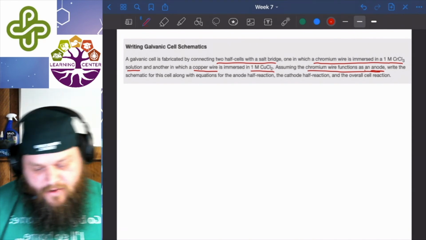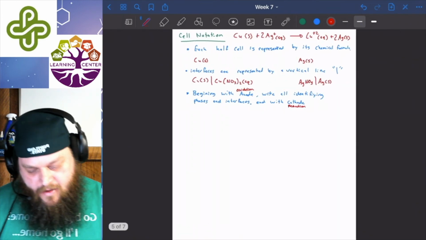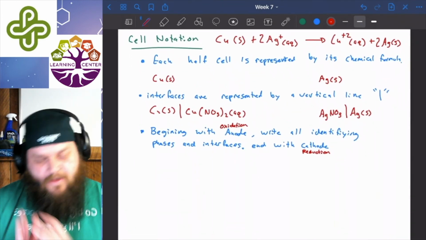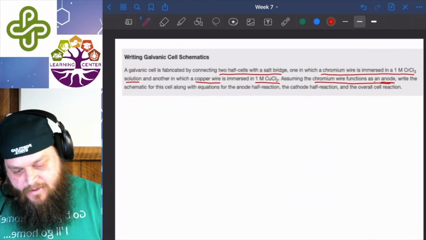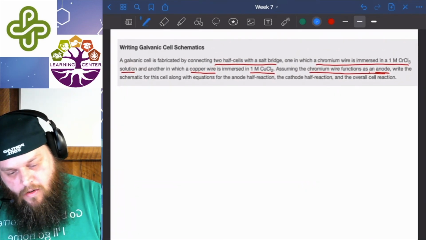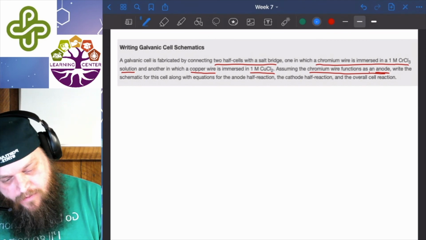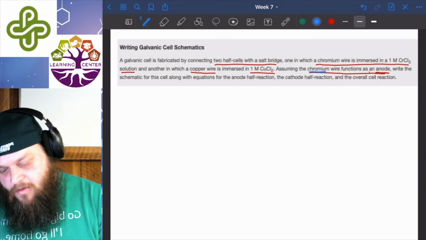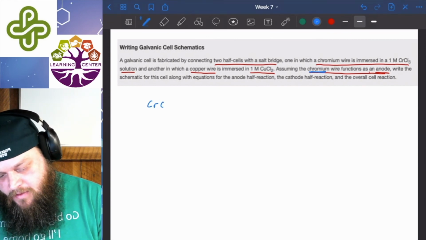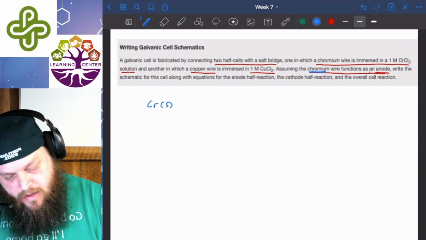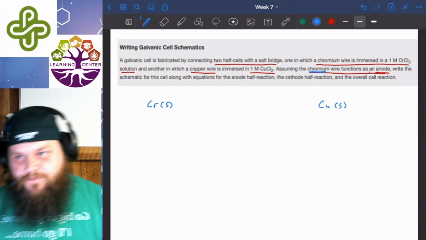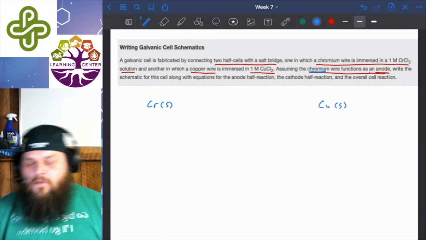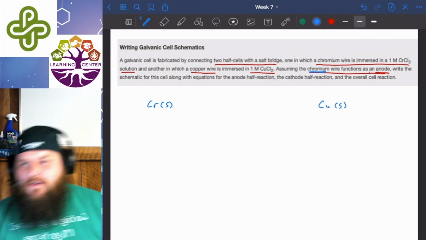the schematic for the cell, along with the equations for the anode half reaction and the cathode half reaction. So looking back on what we just talked about, we always begin with the anode, work our way to the cathode. In this case, we know, just writing the chromium, which is Cr, we write on the left side. And then on the right side, we would write our copper. That's going to be a solid as well. So we can then write these half reactions for everything.